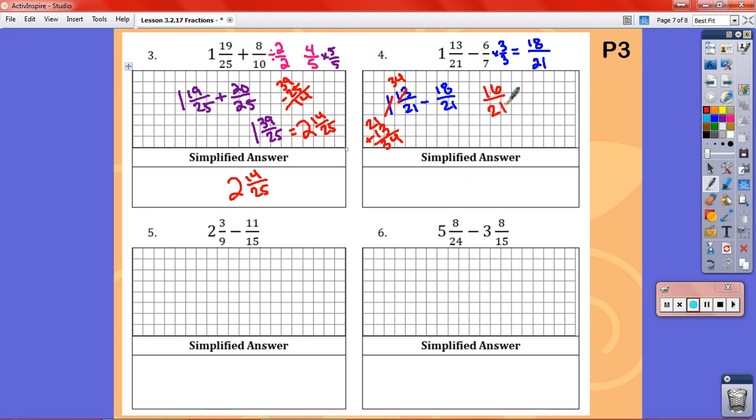And that's as simple as it gets, because this can be divided by 4, this can be divided by 3 and 7, nothing in common. So we're going to get 16/21.